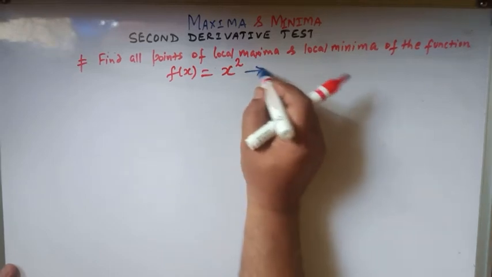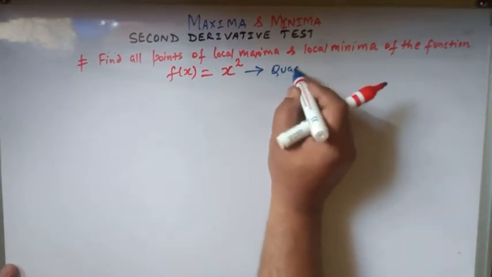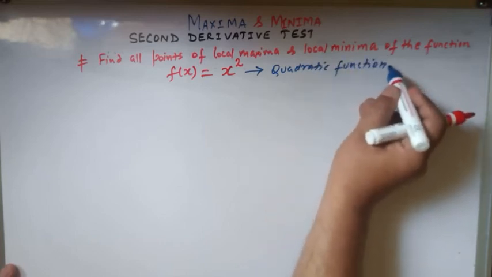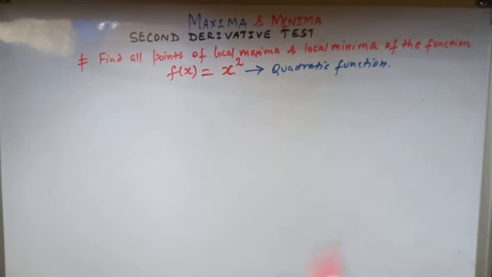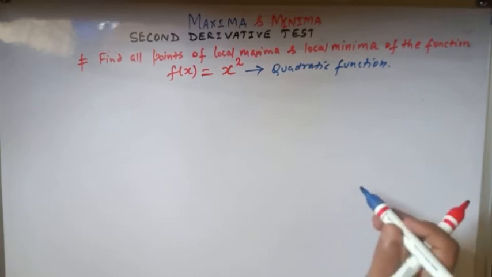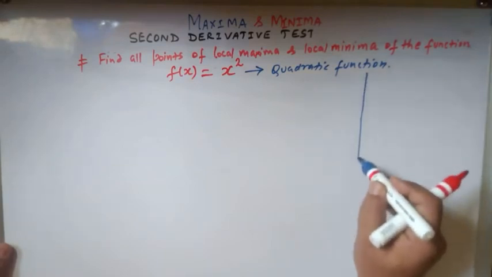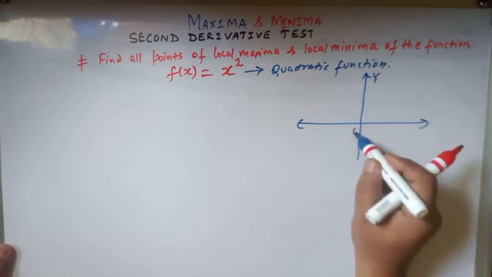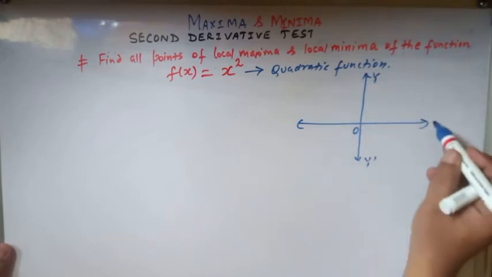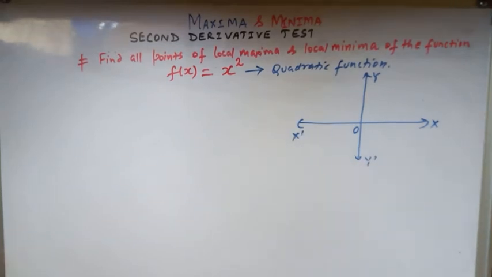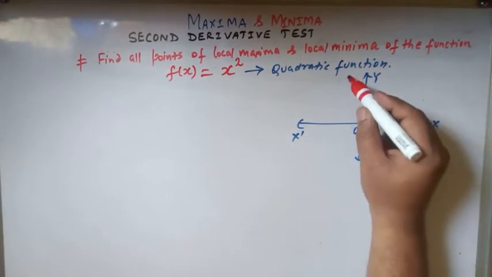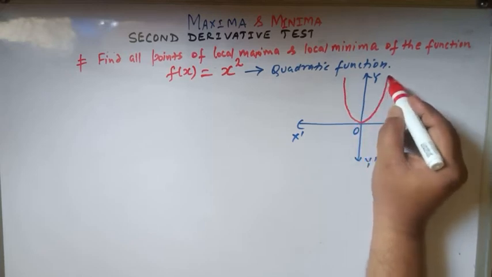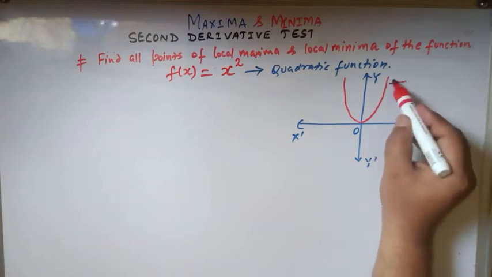So here we know that this is a quadratic function, and from our previous knowledge we know that this represents an upward parabola. Clear? So here's this function, it looks like this. Clear? So this is how we represent this function.